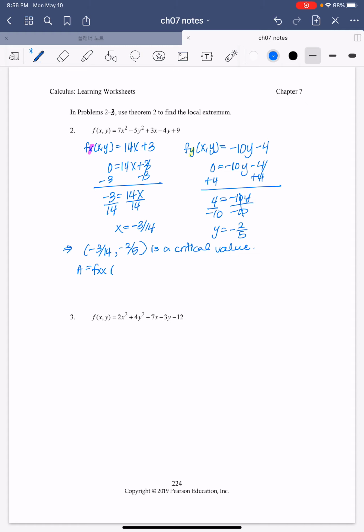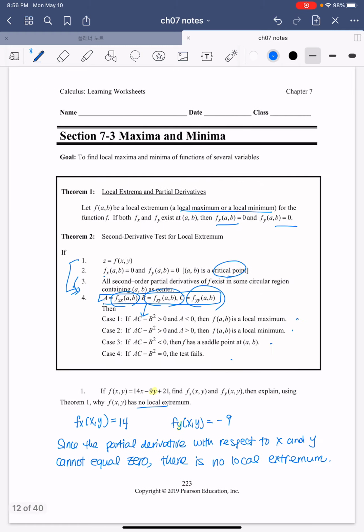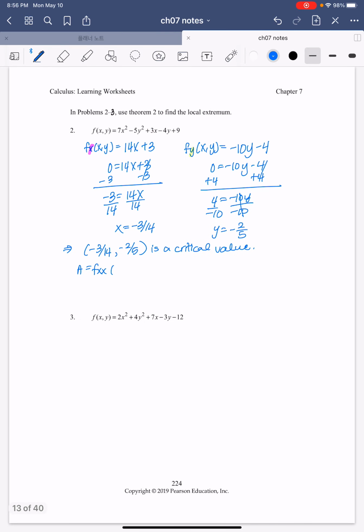a comma b, right here, a comma b, which is our critical value. This is A, this is B. So B is f of xy, a comma b. C is f of yy, a comma b.